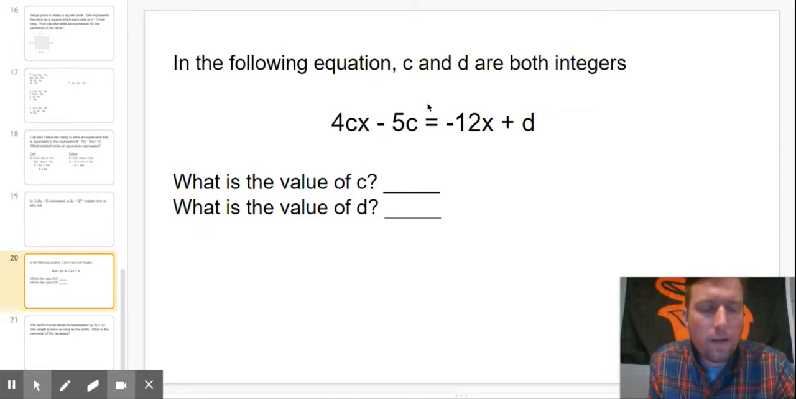One of the ideas and principles that you need to know is that when you solve a problem like this, the coefficients, that means the number in front of the variable, need to be equal. So here it says in the following equation, C and D are both integers. So here is our equation: 4 times cx minus 5c equals negative 12x plus d.